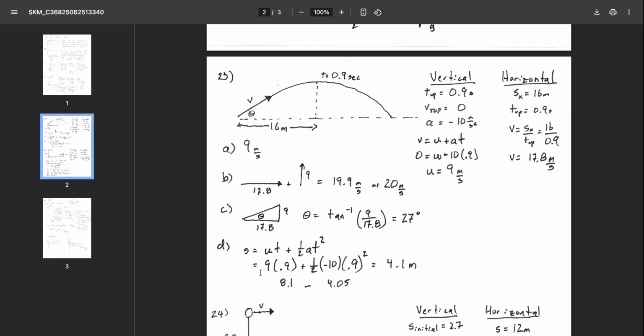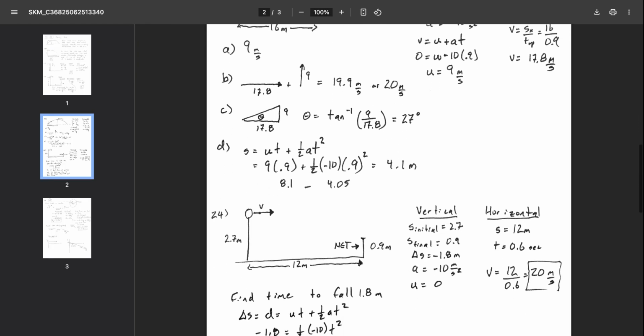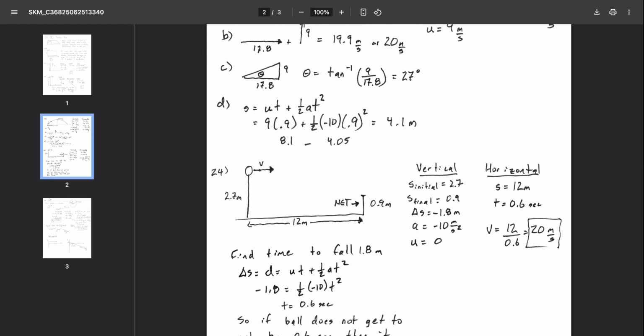And what that would do is get rid of this term right here because your initial speed would be 0. And you just have negative 4.05, which is the same as 4.01 up, okay, when you're talking about a distance. All right, 24. This one's a little bit trickier. Just got to be careful about it.